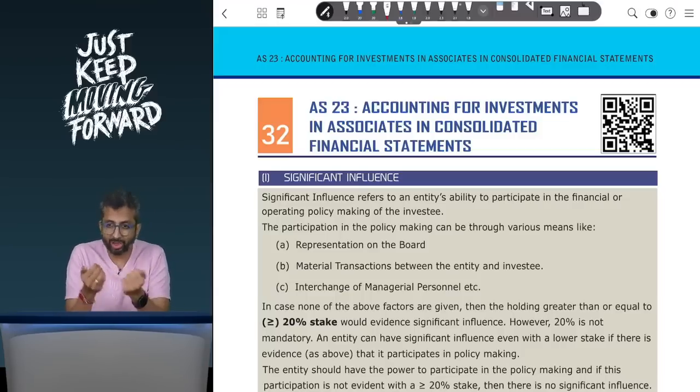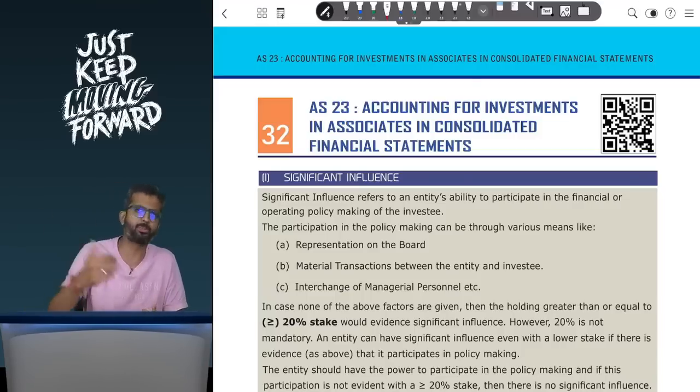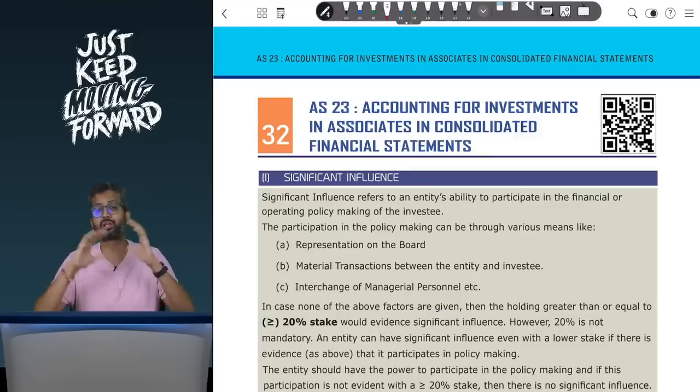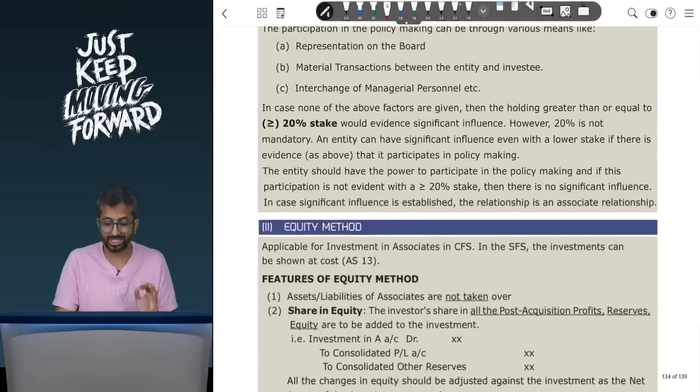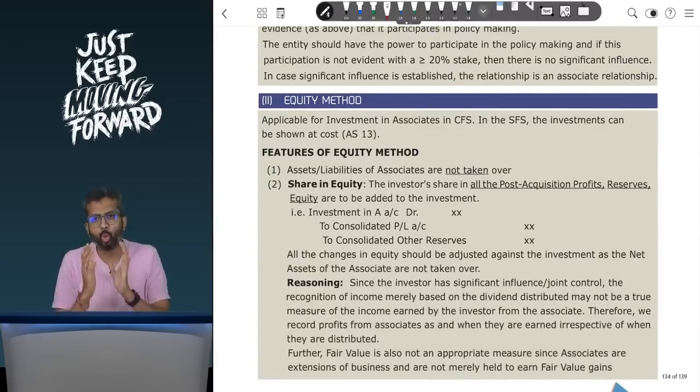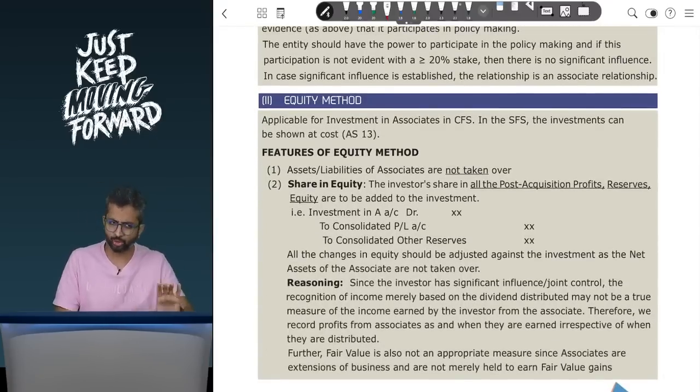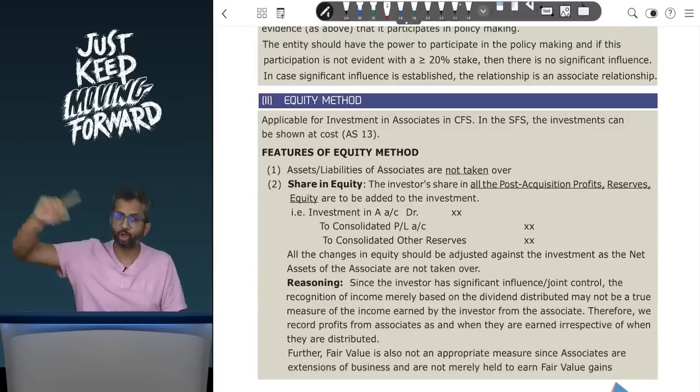However, in an associate, I am participating in the policy making process. I am devoting my time, energy, efforts. I am sending my employees, and hence the standard says that at a consolidated level, the valuation should be slightly different, using a method called the equity method of accounting. What does the equity method of accounting say? It says you should not even keep your investment at cost, not even take it at fair value.